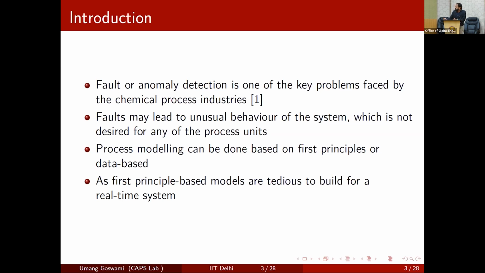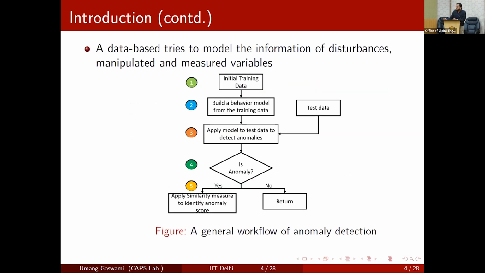So this is the general schematic of a data-driven model. We have the initial training data. Then we build a model. We learn from that training data, and then we have the separated test data, and we apply this model so that we can figure out whether it is anomalous or not.